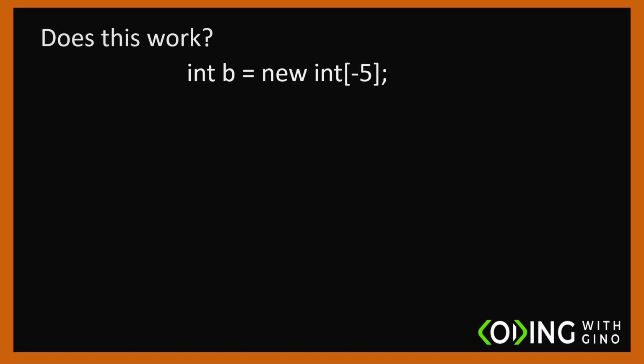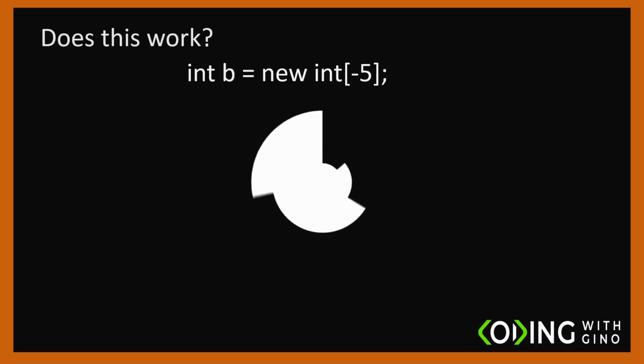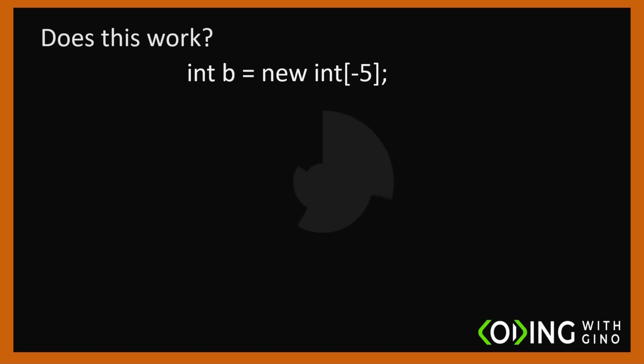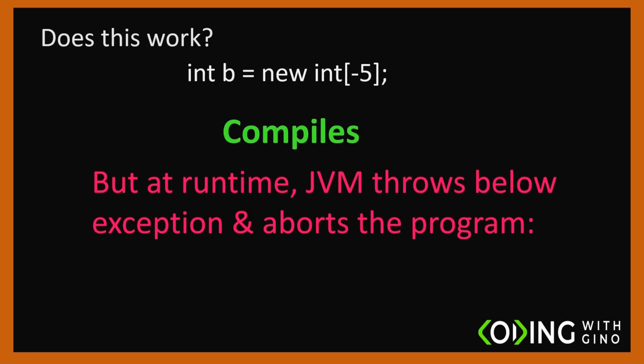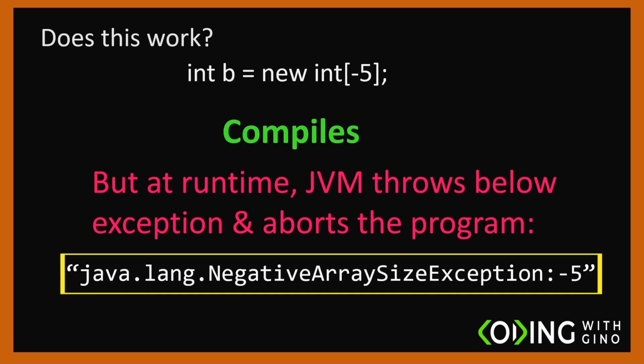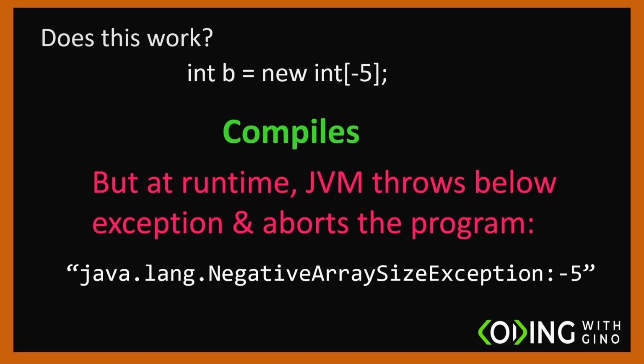What about this one? Code compiles, but wait, there's a twist. At runtime, when the JVM reads this line, it throws an exception called negative array size exception, meaning it gets this error and aborts the application. So, remember this for the exam, the size of an array can't be negative.